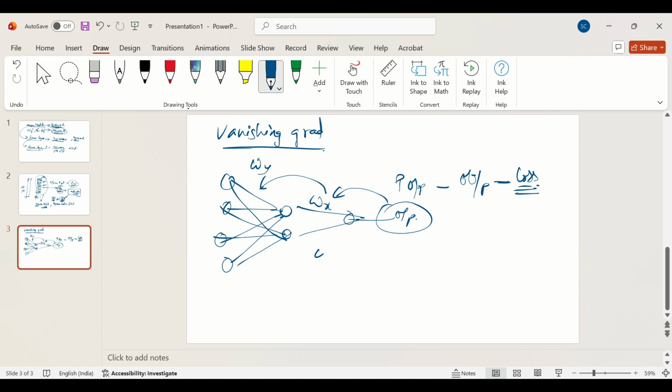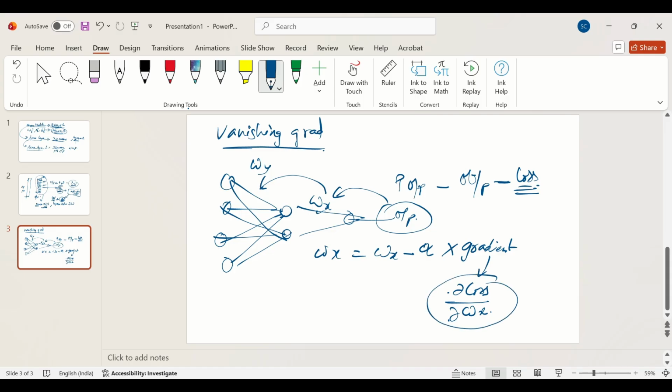So what is the equation for that? Wx is equal to Wx minus learning rate, which is denoted by alpha, into the gradient. What is gradient here? Gradient is the derivative of loss with respect to the derivative of Wx. That is your weight. How much your loss has changed with respect to the weight. So this is basically a very small value, and alpha is also somewhere around 0.1 to 0.001. So this is also a very small value, and this gradient is also a very small value. For a sigmoid, the gradient is somewhere between 0 to 0.25, which is a very small value.